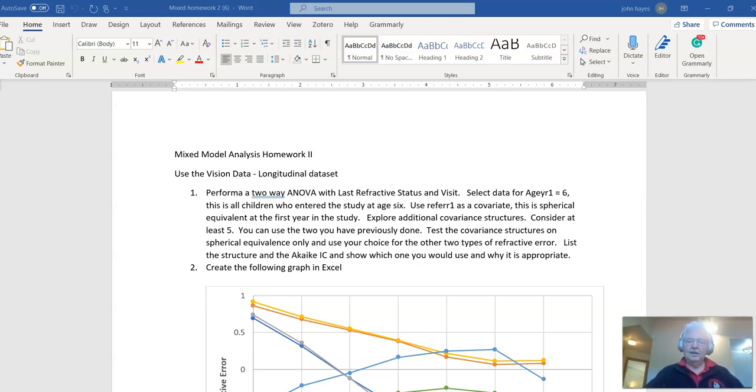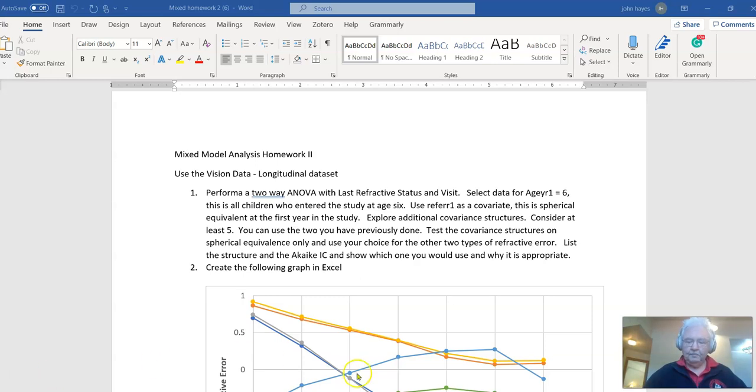Explore additional covariance structures. Consider at least 5. You can use the 2 you've previously done. And then test the covariance structure on spherical equivalents only, and use your choice for the other 2 types of refractive error. List the structure and the AIC and show which one you would use and why it is appropriate.